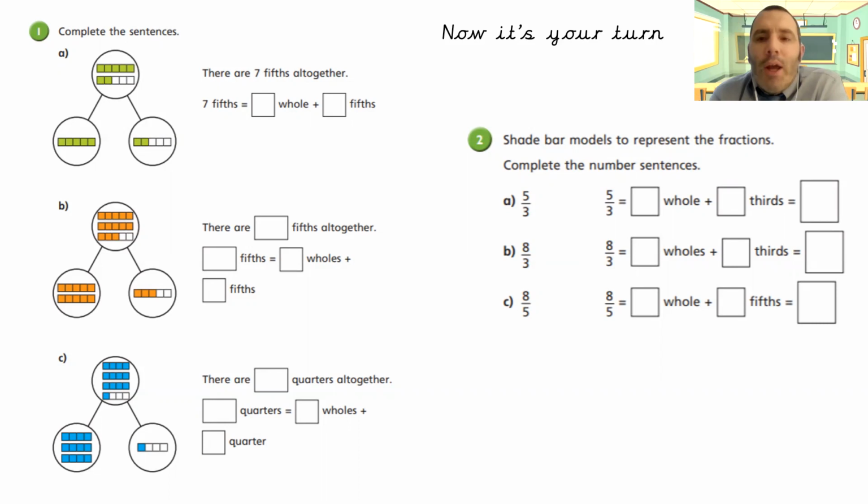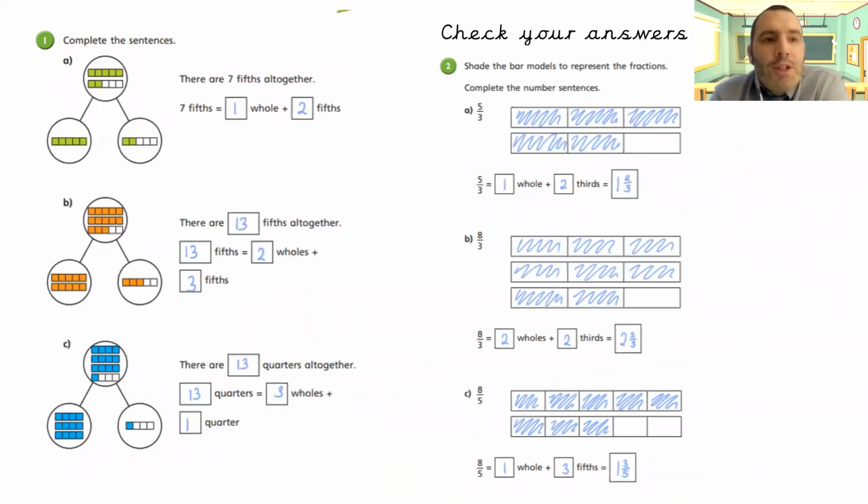How did we get on? Are you ready for the answers? Here we go. So number 1, part A. There are 7 fifths altogether. So it gives us 1 bar full with fifths. So it's 1 whole and there's 2/5 that are left over.